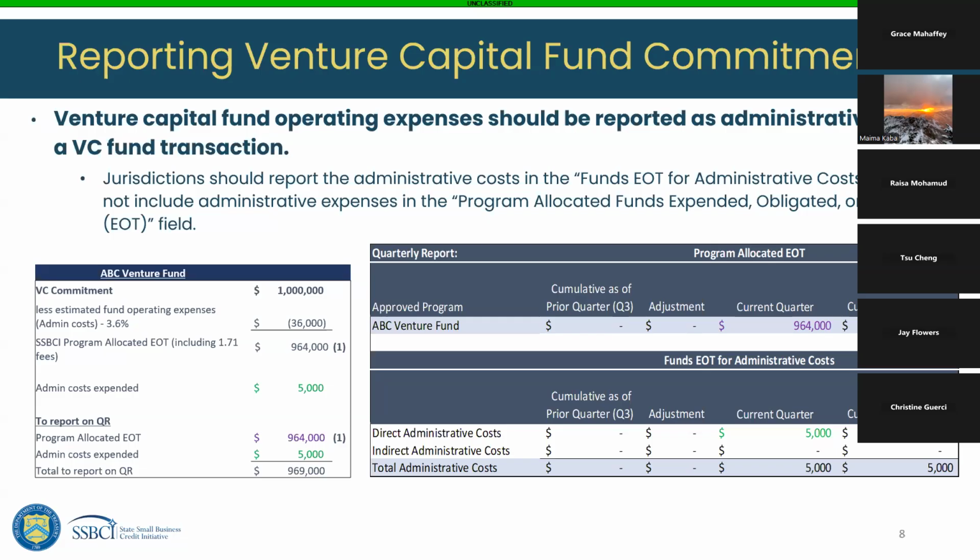So how do we report this information on the quarterly report? Under program allocated EOT, this jurisdiction will report $964,000, which is the SSBCI funds for the program, including 171. And under admin cost EOT, you will report the expended admin only. In this example, you will report the $5,000. So that was my quick summary of how to report VC fund commitments. Of course, if you have any questions, please do not hesitate to reach out to us. Moving to the next slide.